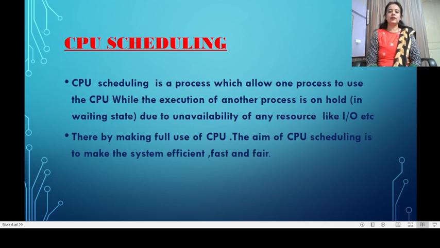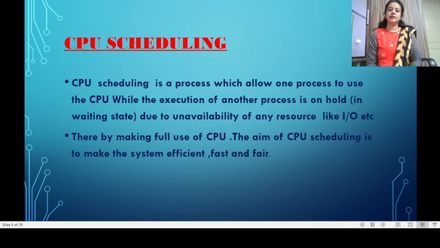CPU scheduling is one of the very important functions of an operating system. CPU scheduling is a process which allows one process to use the CPU while the execution of another process is on hold, or if it is in a waiting state due to unavailability of any resources like input output.